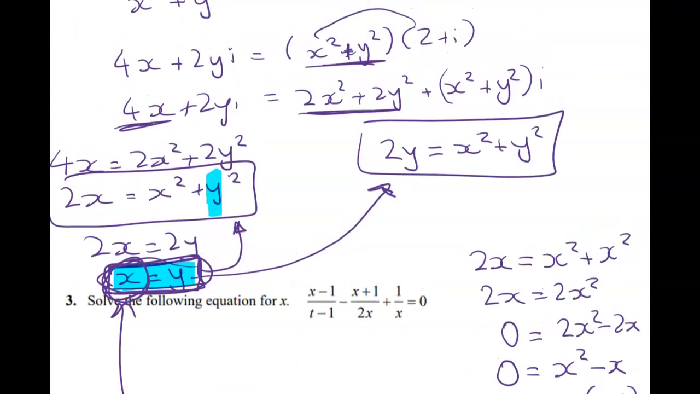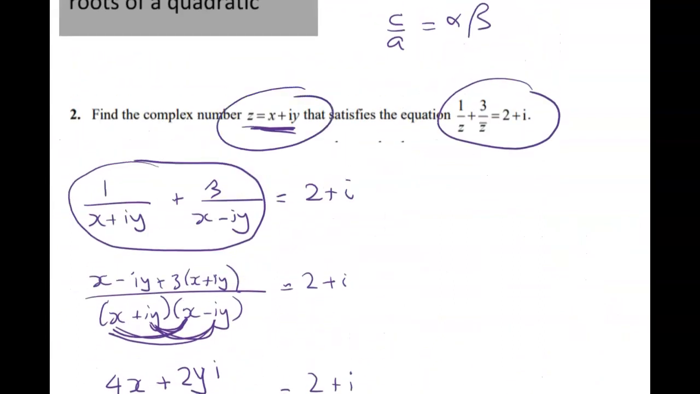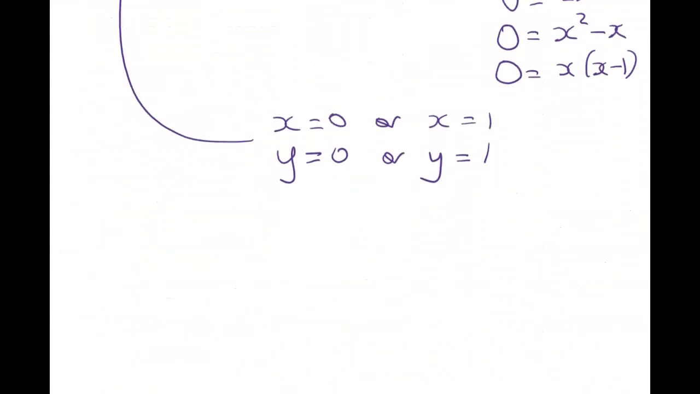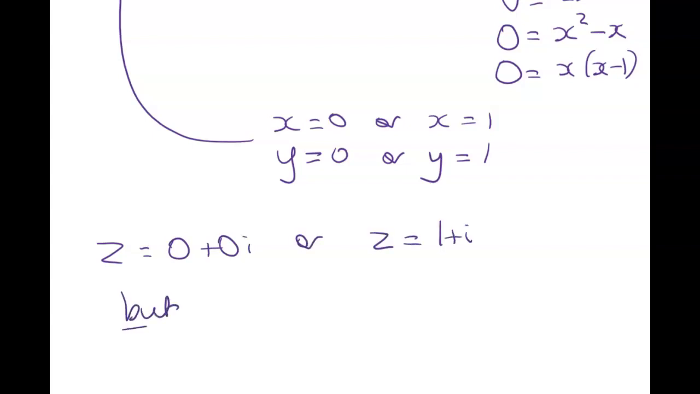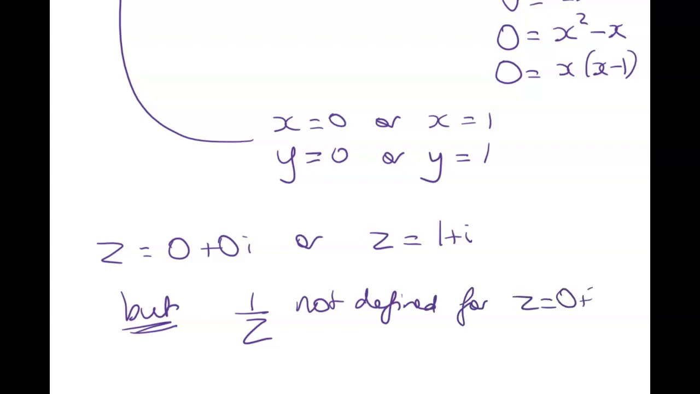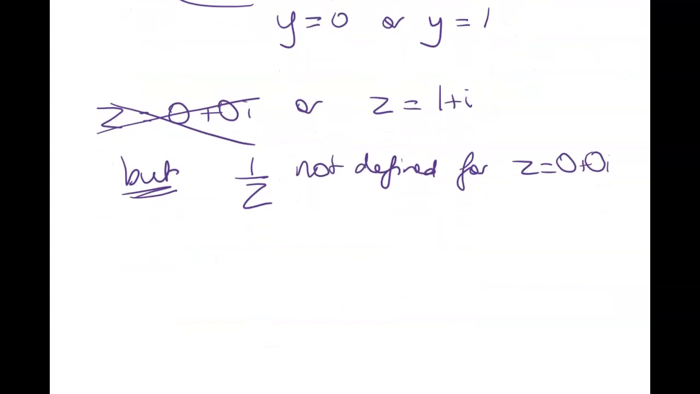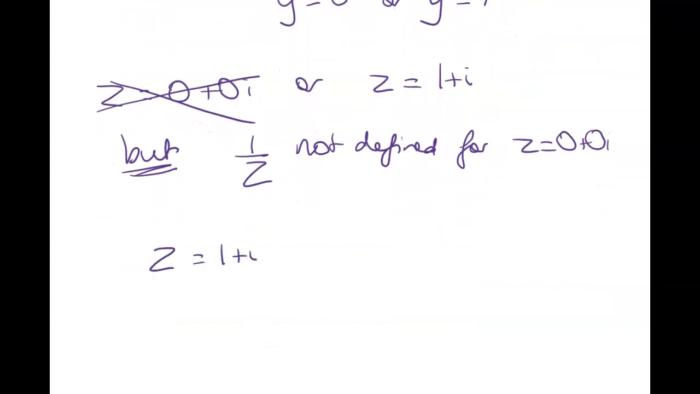What I have to find out here is what's the solution z that satisfies this complex number equation. So we always go back and we check. Applying this, z is equal to 0 plus 0i, or z is equal to 1 plus i. But my initial equation was 1 over z, right? And that's not defined when we're dividing by 0. So we reject that solution and we say that z is equal to 1 plus i is the only solution.